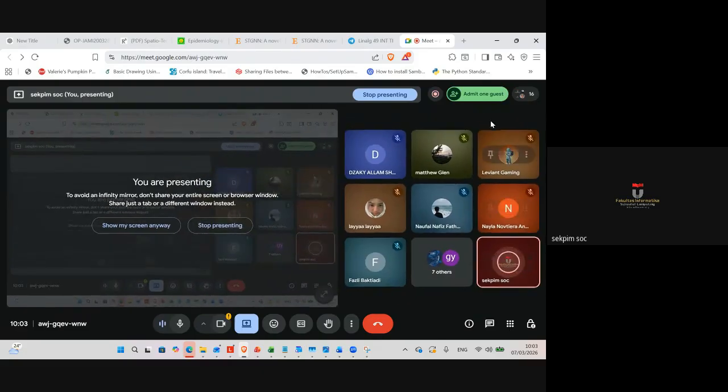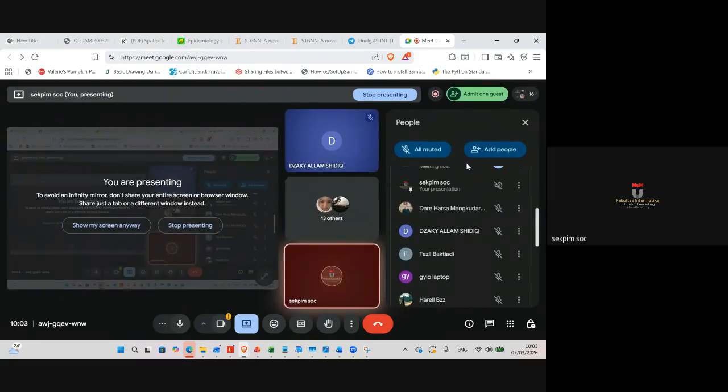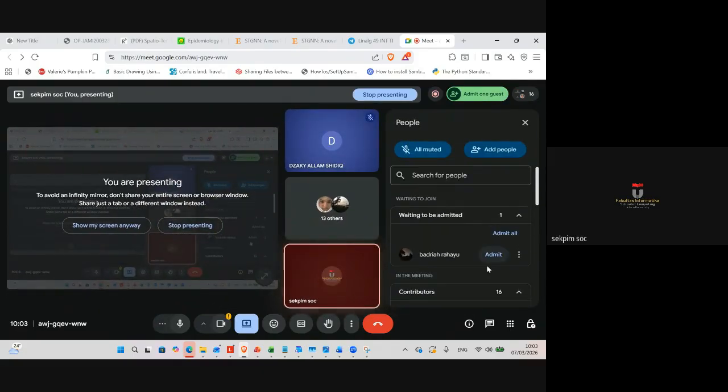Ini ngapain kamu datang udah mau selesai juga. Ria.